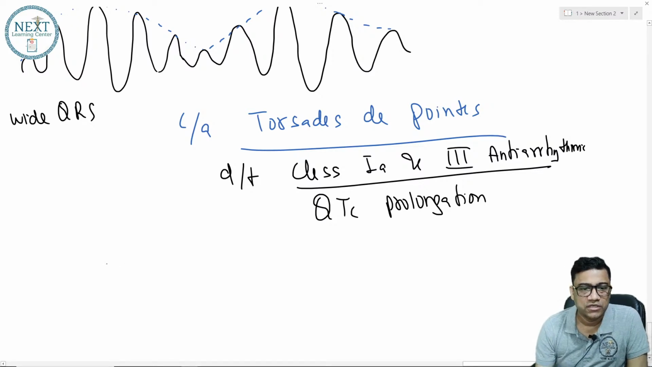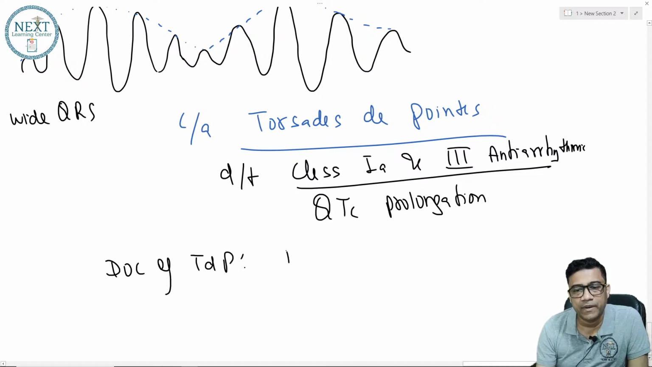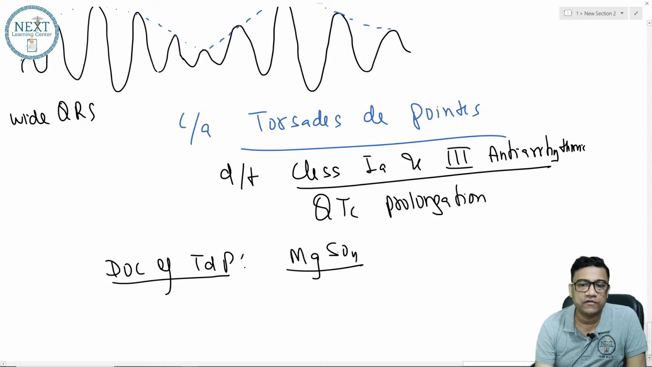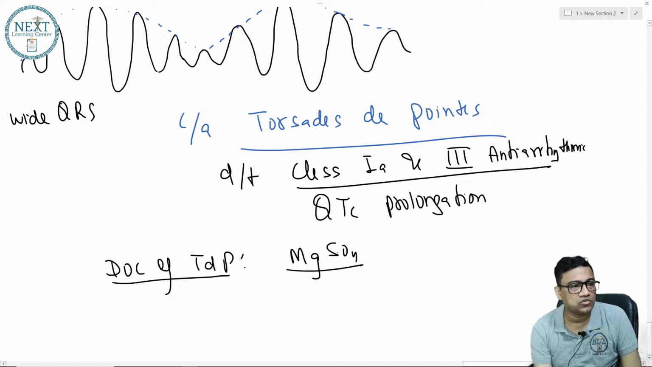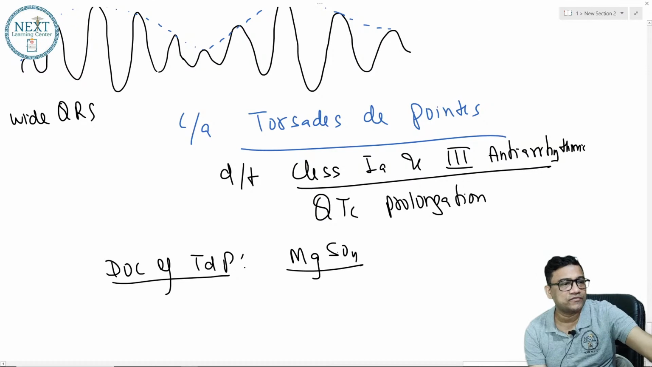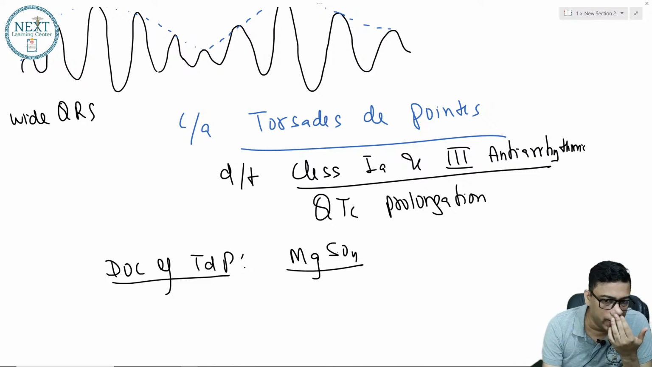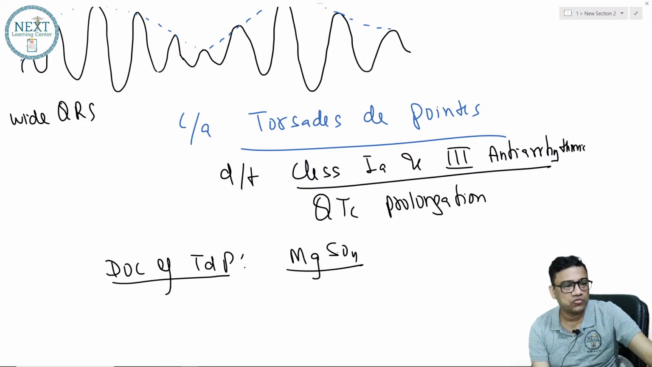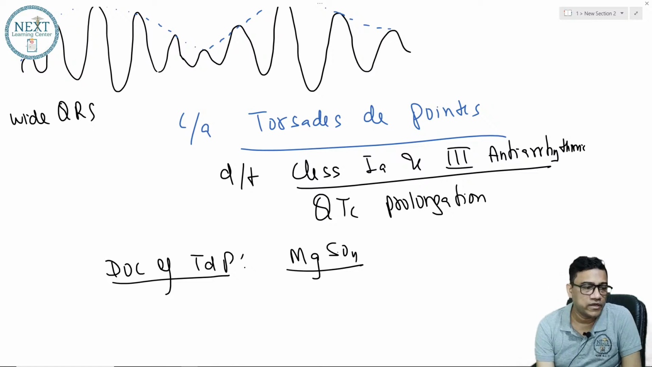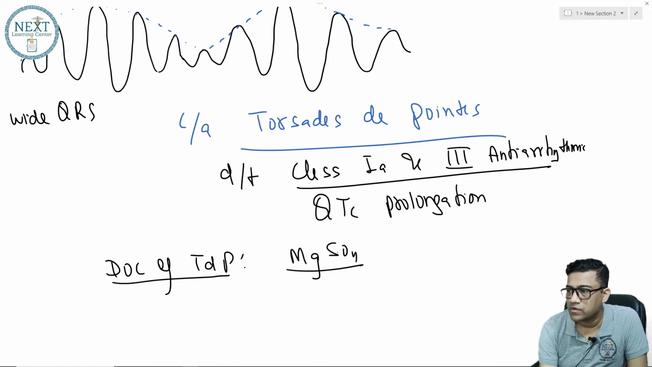So QTc. Drug of choice of TdP or torsades is magnesium sulfate. So don't ever forget. Drug of choice is MgSO4. So what is the drug of choice in this patient and in this case? Answer is, which agent? Yes, it is our MgSO4. Are you clear? So MgSO4.